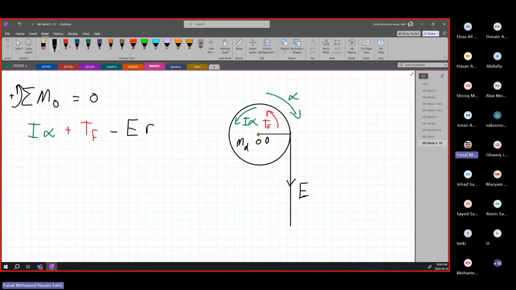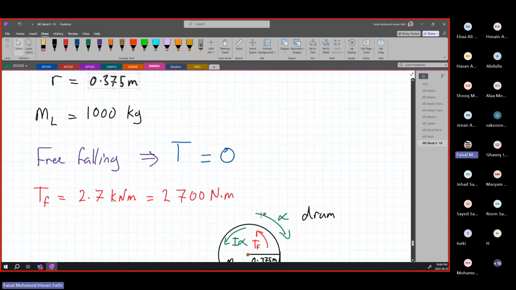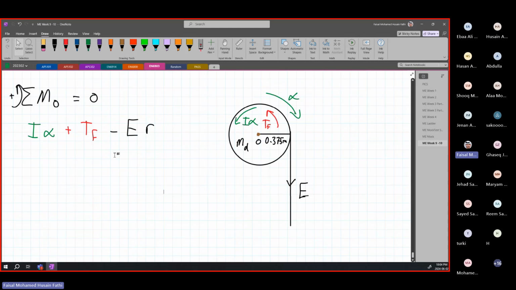It is 0.375 meters. All right. Same thing here. It is 0.375 meters. We found it earlier. Okay. So now, when we are doing our moment equation, this is how it's going to be, and it will be equal to 0. All right?